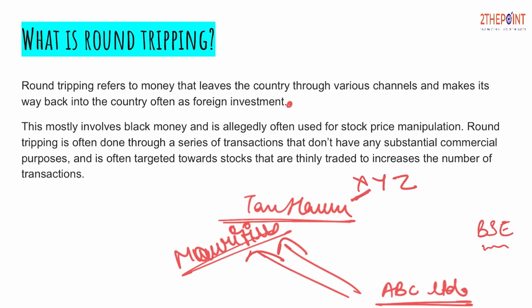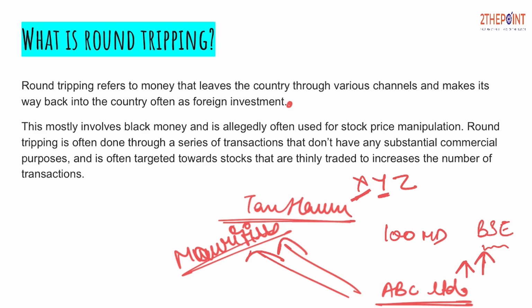Now what this XYZ will do, we'll start with X. Now X will invest $100 million. This is hypothetical, I'm telling you, $100 million in the stocks of ABC Limited, which is trading at BSE. Now the money comes into the stocks of ABC and the price shoots up. After some time, Y will again invest $100 million in the stocks of ABC Limited. The price again goes up.